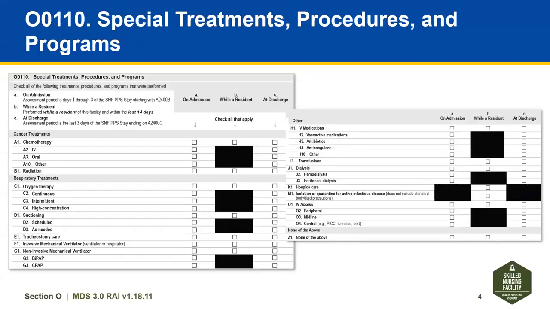So here's a screenshot of the item as it is now. As you may recall from the didactic presentation, if you were able to watch those, this data element has changed. There are quite a few new sub-elements under the headings of chemotherapy, for example, IV, CPAP, BiPAP. And there are two new columns. One is for on admission, and the other is for discharge. And then while a resident is the third column.